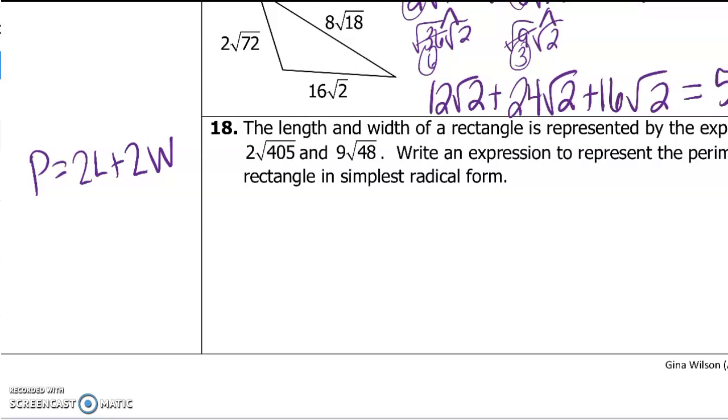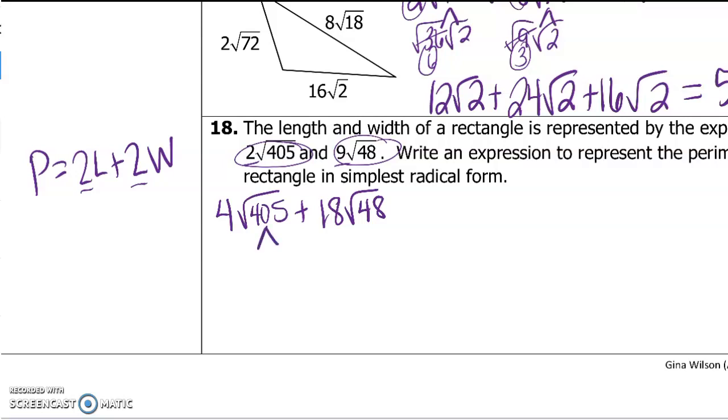So there's two ways you could do this. What I think would be the fastest way is right off the bat, take this 2 times this 2 to give us 4 square root of 405. Plus, take this 2 times that 9 to give us 18 square root of 48. Then you don't have to worry about the formula anymore. You're just going to break down the 405 and the 48. Okay? The other way would be to break these down and then multiply by 2, which is fine also.